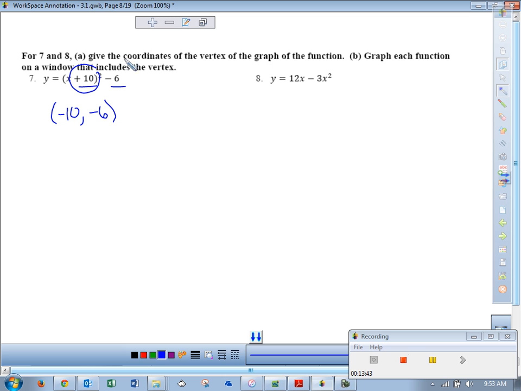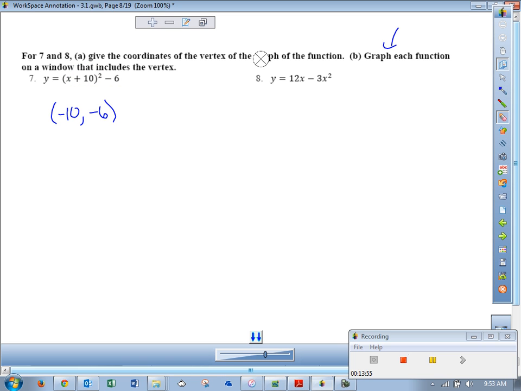So give the coordinates of the vertex of the graph, then graph it on a window that includes the vertex. Cool. So now let's see if we can figure out a window. First thing I want to know about this parabola, I do know where the vertex is, correct? But I also want to know if it opens up or opens down. How does this parabola open, up or down?